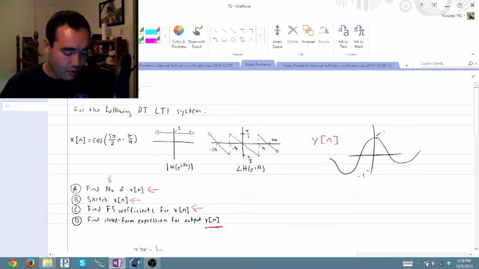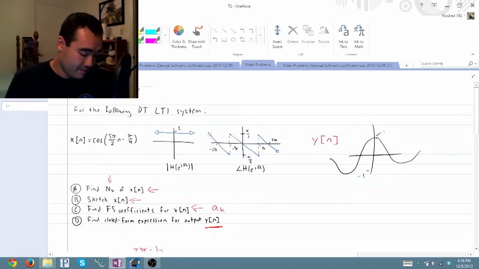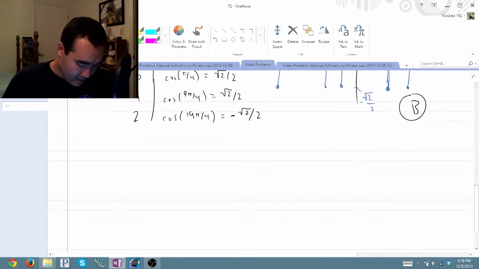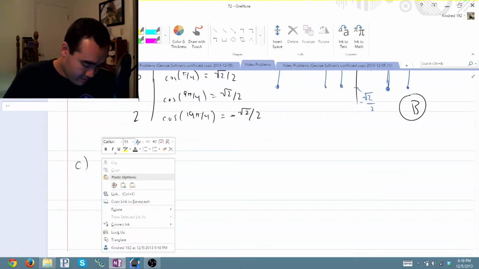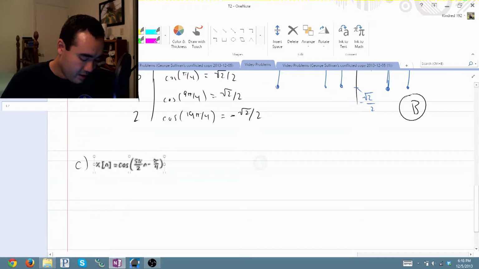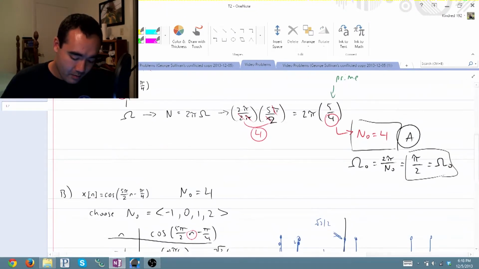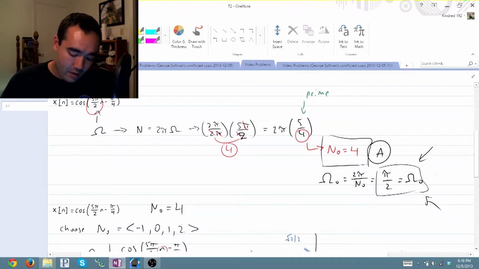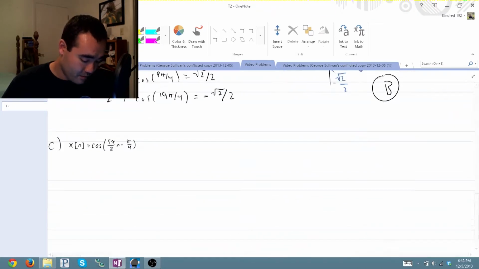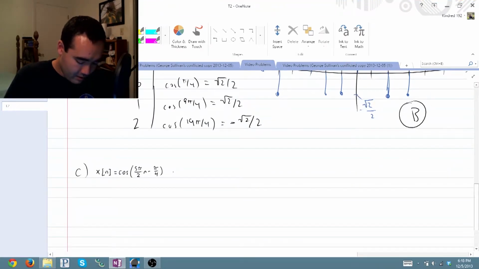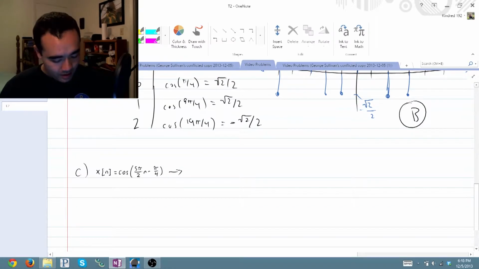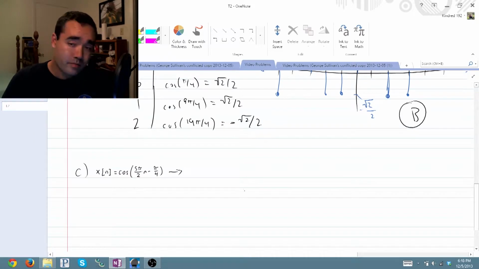So we want to find our Fourier series coefficients for x of n. And all that is, we're looking for our values of a sub k. So for part C, go ahead and paste this back in here. Now, we know from part A, right over here, that our omega naught, our fundamental frequency, is pi over 2. Yeah, we'll go ahead and do it like this.